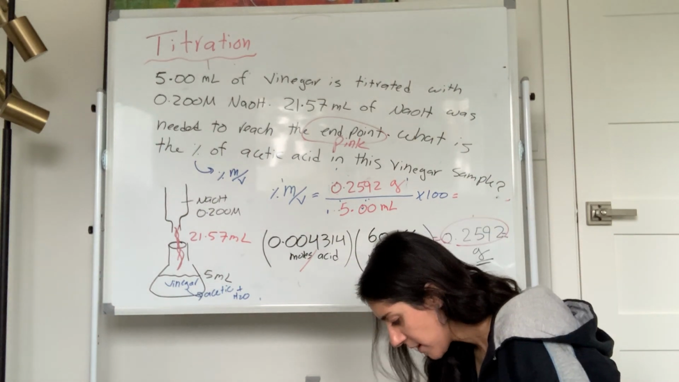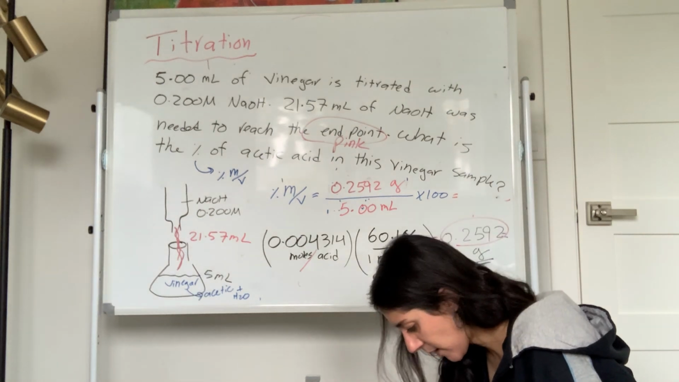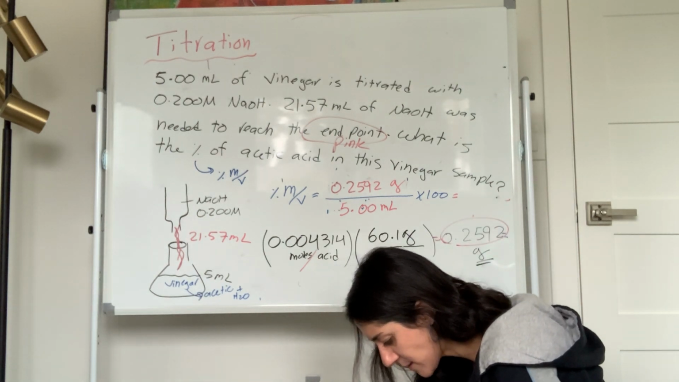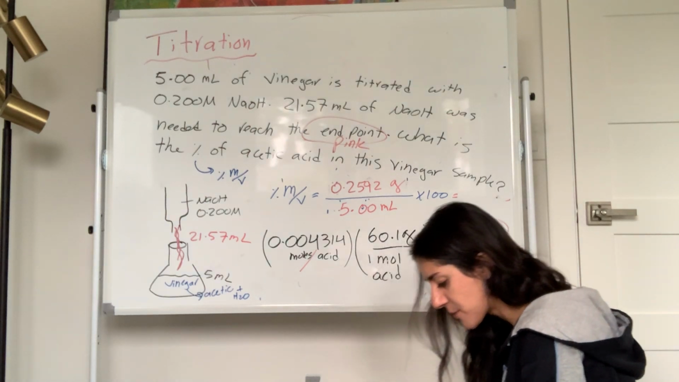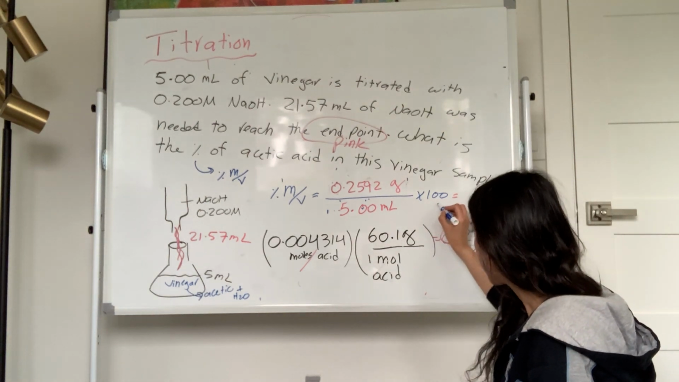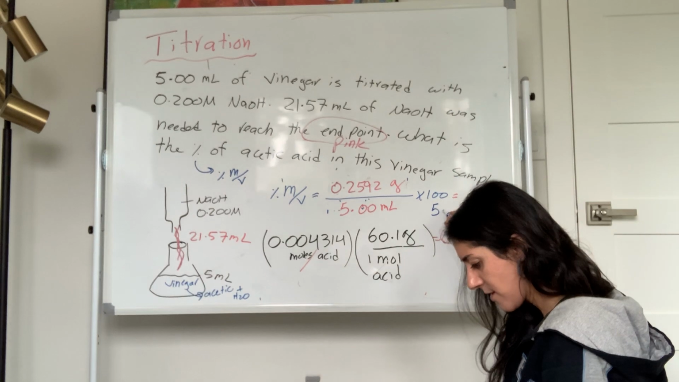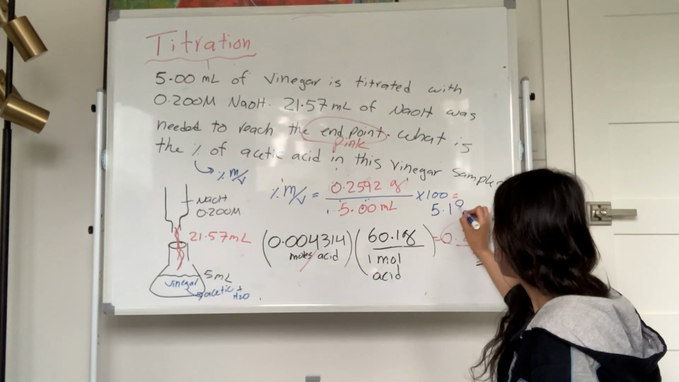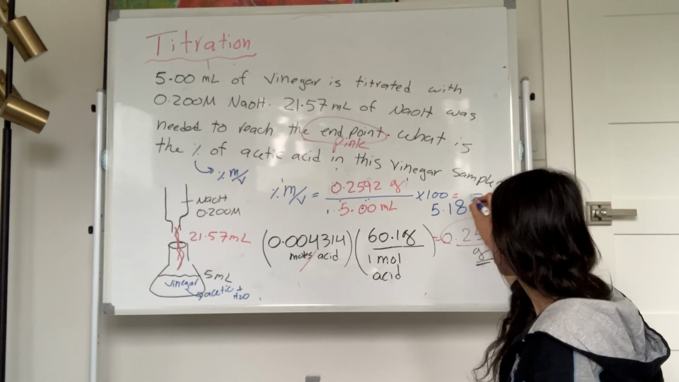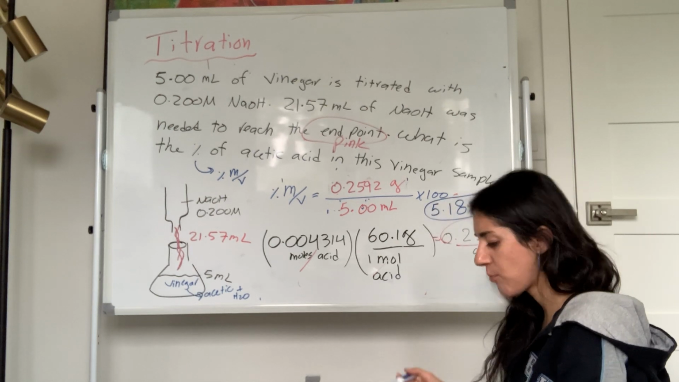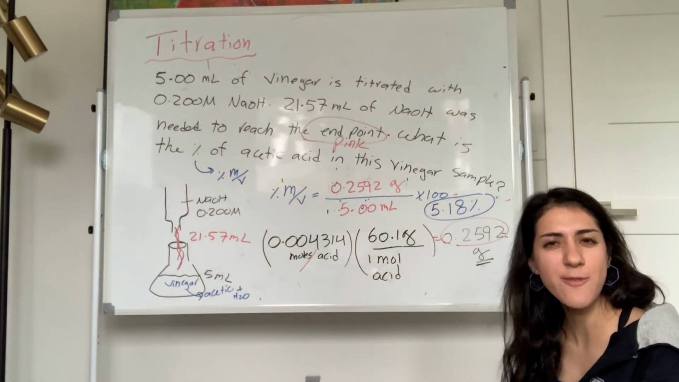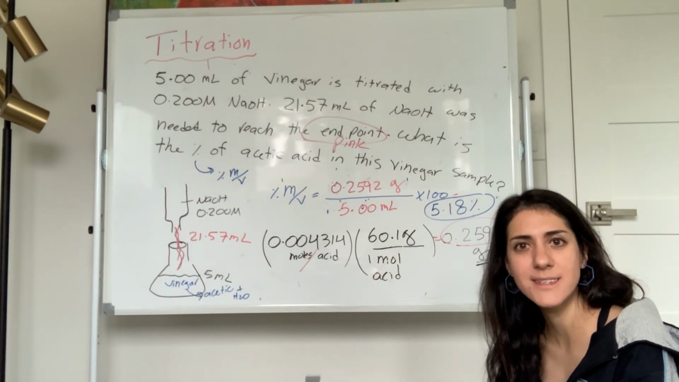Okay? So, if I divide that by 5.00, what do I get? And you have to times it by 100. 3 sig fig, what do you get? You get 5.18%. So there's about 5% acetic acid in vinegar.